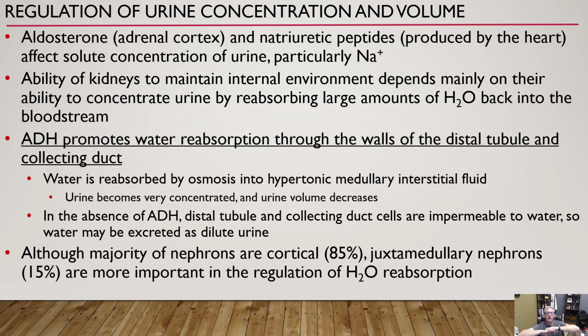All right, so we've talked about aldosterone already, and how aldosterone will retain or conserve sodium and excrete or release potassium from the body. We talked about ANP and BNP, which affect the solute concentration of urine, sodium. All right, so ADH, that anti-diuretic hormone, is going to hold on to water. It's going to promote water reabsorption from the walls of the distal tubule and the collecting duct.